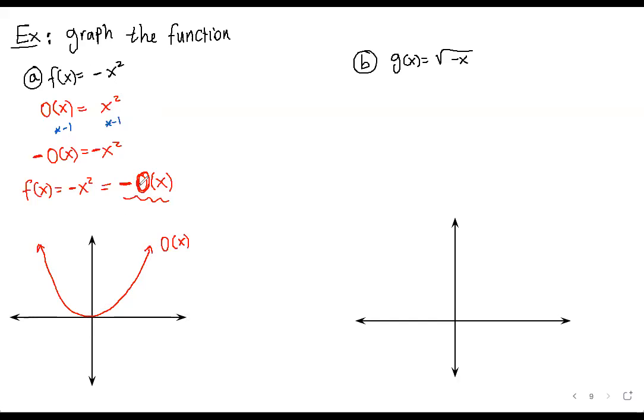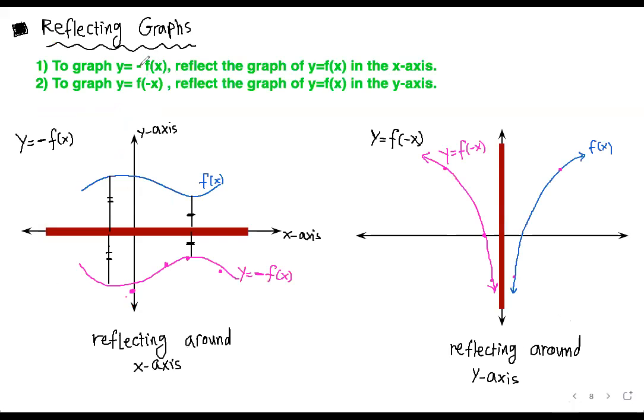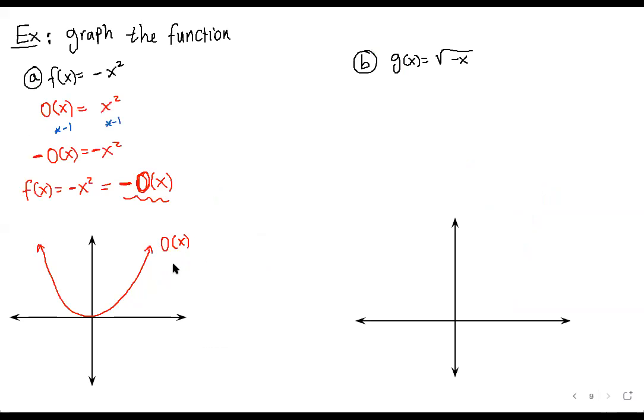Now to graph minus O of x by using the reflection rules, the minus is outside here. Look, outside the function. This means we have to graph the function, then we have to reflect it around the x-axis. So I graph the original function, then I reflect it around the x-axis. My mirror is my x-axis. So this is my mirror here.